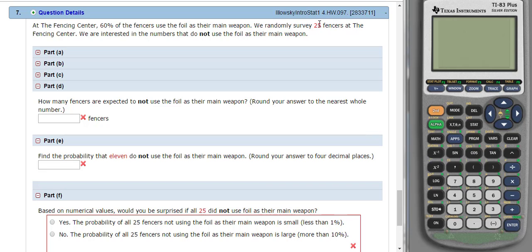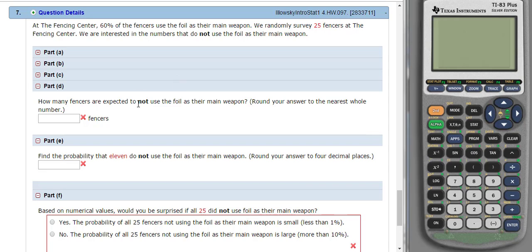They surveyed 25 fencers at the center, and they're interested in the number that do not use the foil as their main weapon. So because 60% of the people use the foil as the main weapon, 40% do not. Remember, these are complementary ideas. That's the important thing about a binomial. You either have success or failure. So if 60% use the foil, then the other 40% must not.